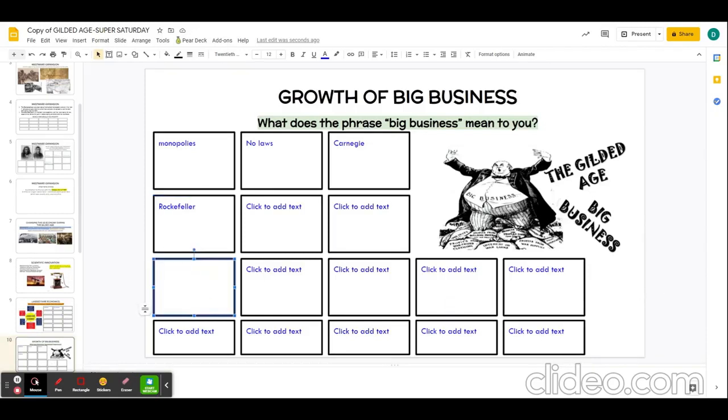And so these businesses were allowed to kind of dominate in an unfair way. Think of the Monopoly board game. You win when you put everyone else out of business.